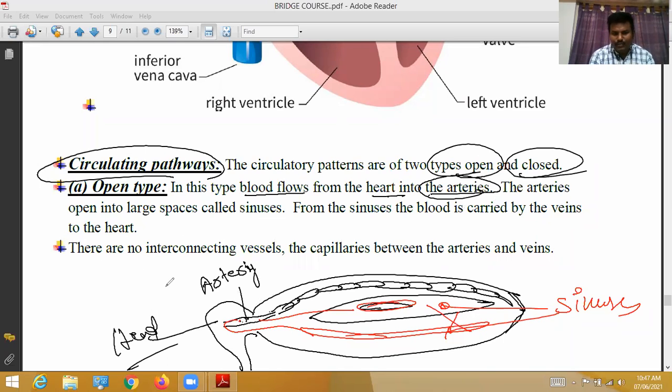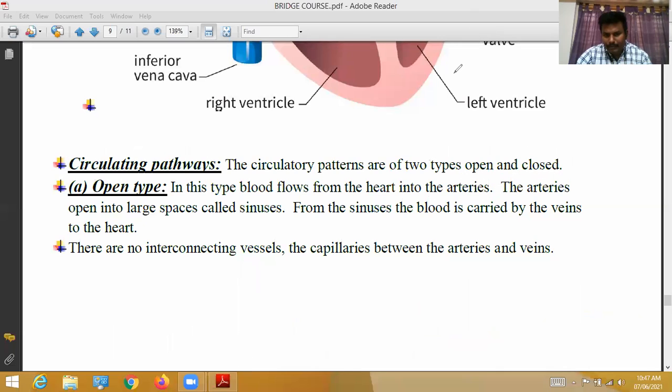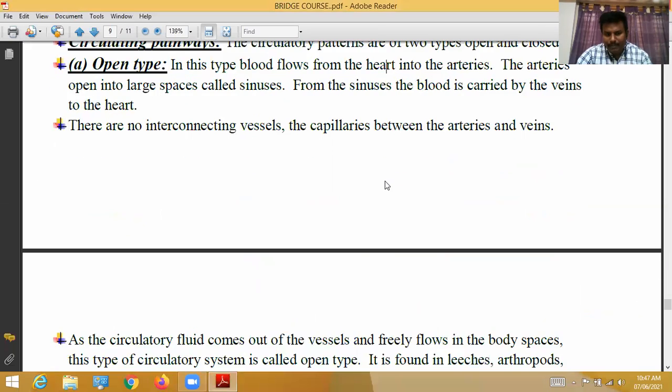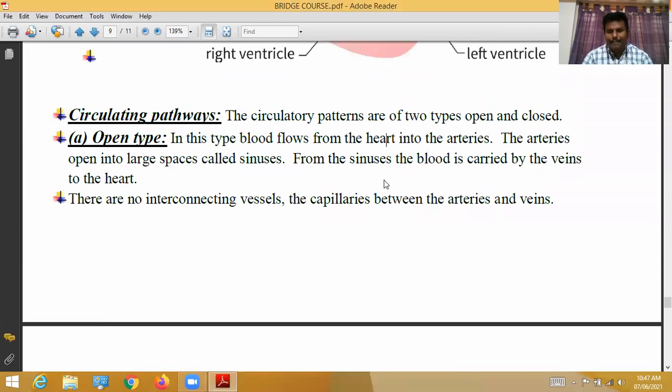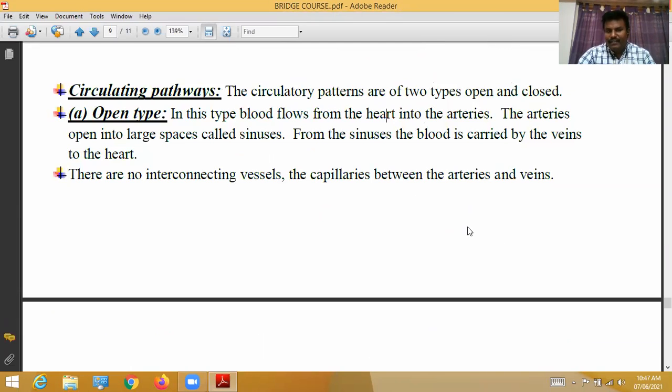In this one, there are no interconnecting vessels, no capillaries between the arteries and veins. In the open type of circulatory system, there are no capillaries, so the blood from the sinuses directly enters the heart. That kind of circulatory system is called the open type of circulatory system.